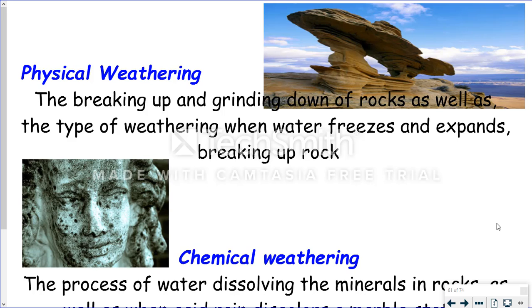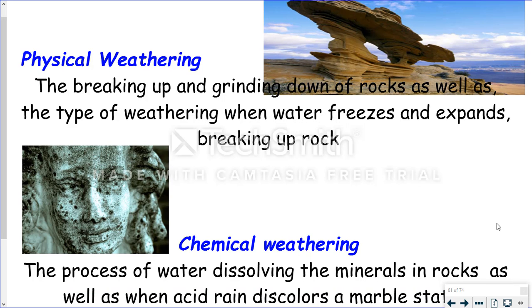Now, with water, there's physical weathering and chemical weathering. Physical weathering is the breaking up and the grinding down of rocks, as well as the type of weathering when water freezes and expands and then breaks up that rock into small pebbles. This is a good picture depicting physical weathering. Over time, water has worn down these rocks into various shapes.